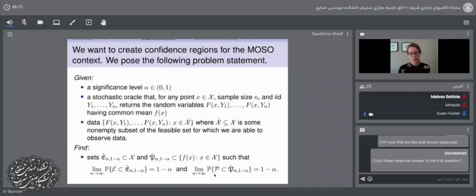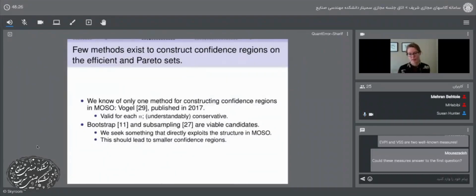So we're going to look at what we can say in an asymptotic way: asymptotically valid confidence intervals or confidence regions. A few methods exist to construct confidence regions on the efficient and Pareto sets. There's actually only one method we know of in the literature, by Vogel in, I believe, 2017. These confidence regions are valid for each n, which, as the author notes, makes them understandably conservative. So they are not asymptotically valid. For whatever n you have, they are valid.